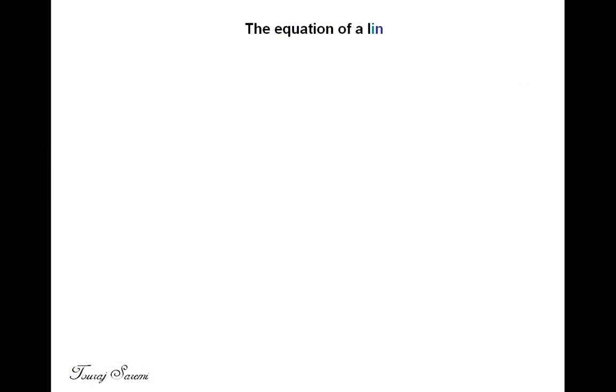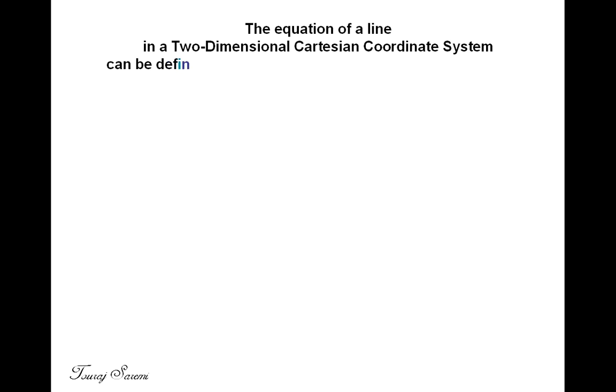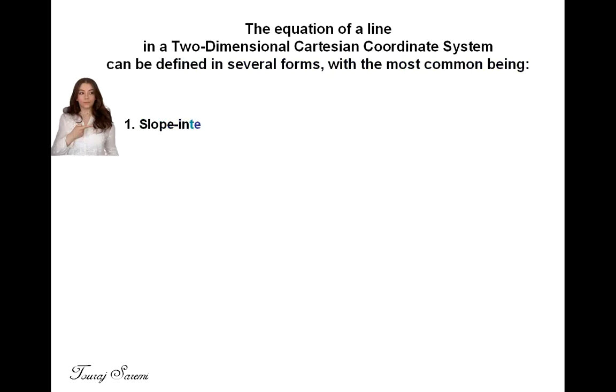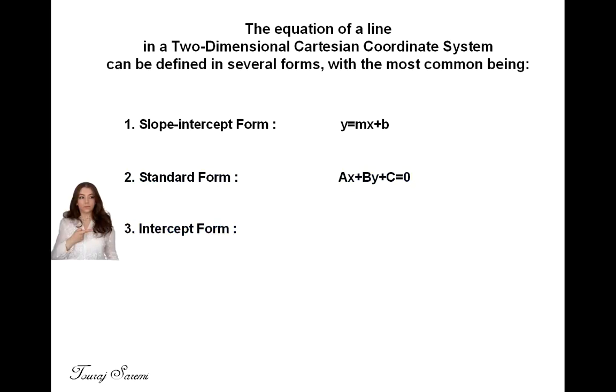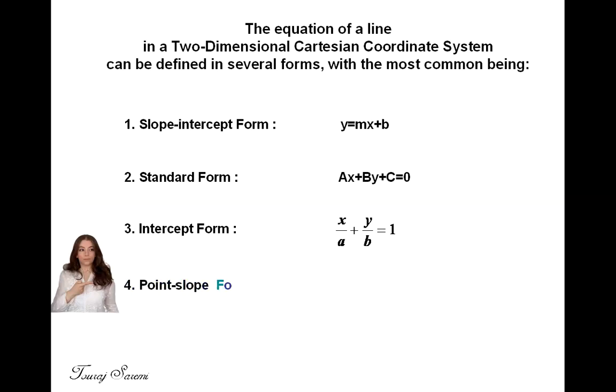The equation of a line in a two-dimensional Cartesian coordinate system can be defined in several forms, with the most common being: 1. Slope-intercept form. 2. Standard form. 3. Intercept form. 4. Point-slope form.